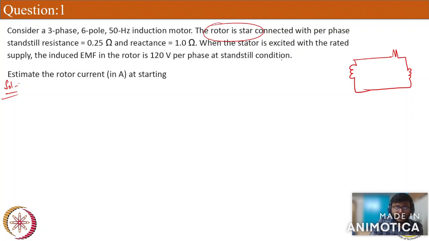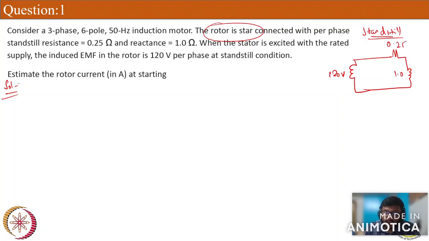And they said that standstill resistance is 0.25. So it's a standstill condition. Can anyone tell what is the value of slip in standstill condition? The value of slip in standstill condition is S equals to... it's not 0, it's 1.